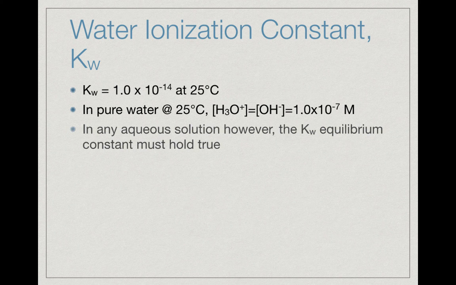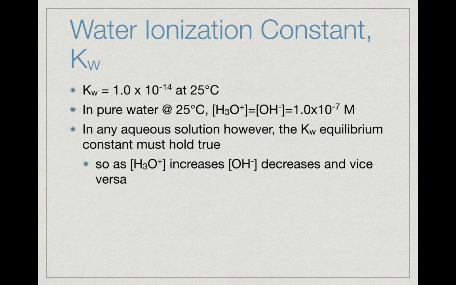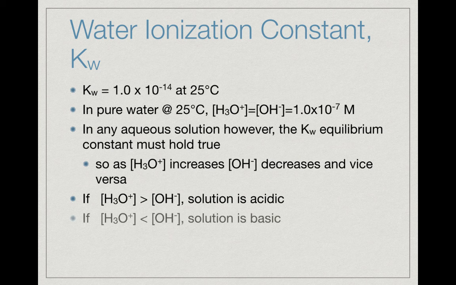Now again, in any aqueous solution, the Kw equilibrium constant value must hold true, which means that your hydronium times hydroxide has to equal the value for Kw. So as the hydronium increases, the hydroxide decreases, and vice versa. So as the hydroxide increases, hydronium will decrease. So we can use our hydronium and hydroxide ion concentrations to determine if a solution is acidic, basic, or neutral. If the hydroxide is less than the hydronium, then the solution is going to be an acidic one. If the hydronium is less than the hydroxide, then the solution is basic. Or if the two ions are equal to each other, then we say that that solution is neutral.